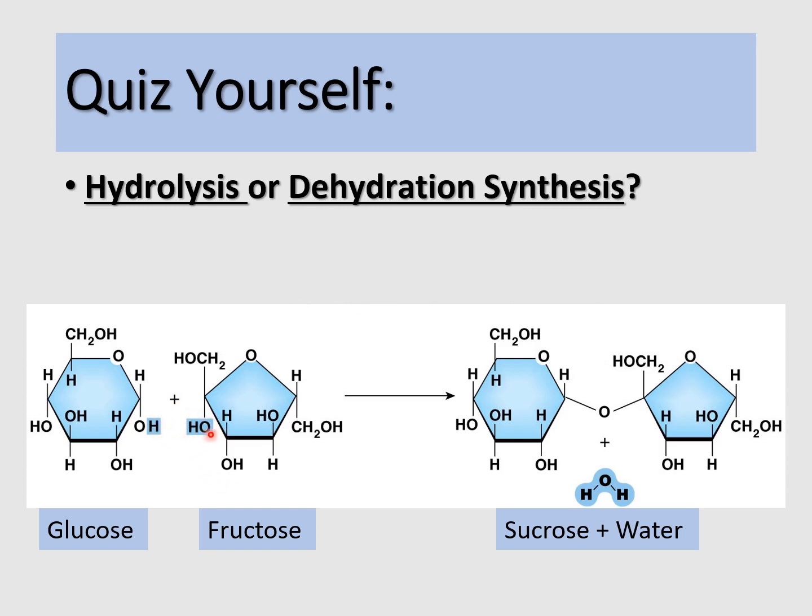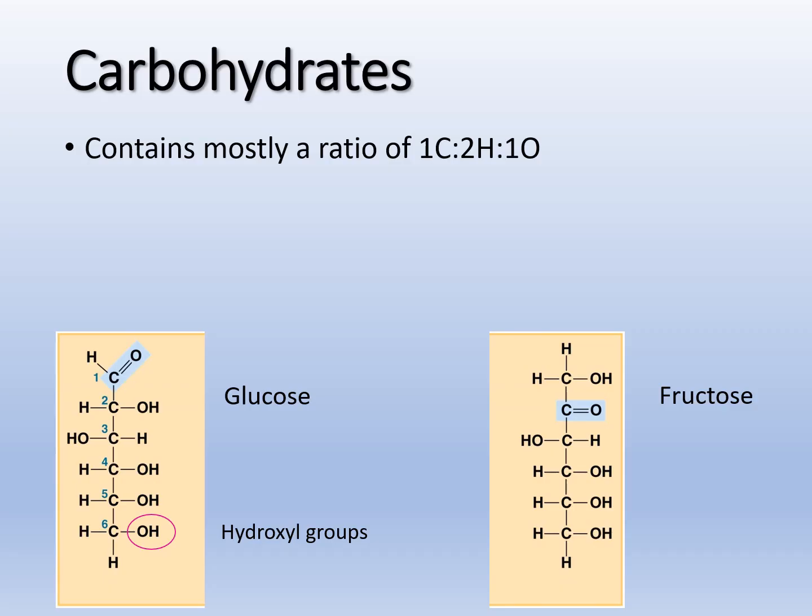So if we have these two compounds here, such as glucose and fructose, and we want to add them together, okay, so we're creating a larger compound or a polymer. What happens is we're going to take away water. So we're going to take away this OH and H to create water and sucrose. Okay, so fructose and glucose together make sucrose. And so that would be dehydration synthesis. Okay.